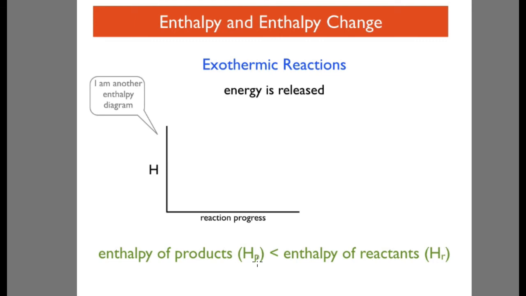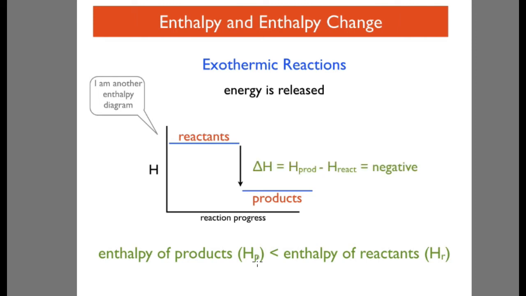In exothermic reactions, energy is released. The enthalpy of the products is less than the enthalpy of the reactants. So if we put that in, you see reactants would obviously be above the products. And you can see the enthalpy change there is negative. So we have negative delta H.